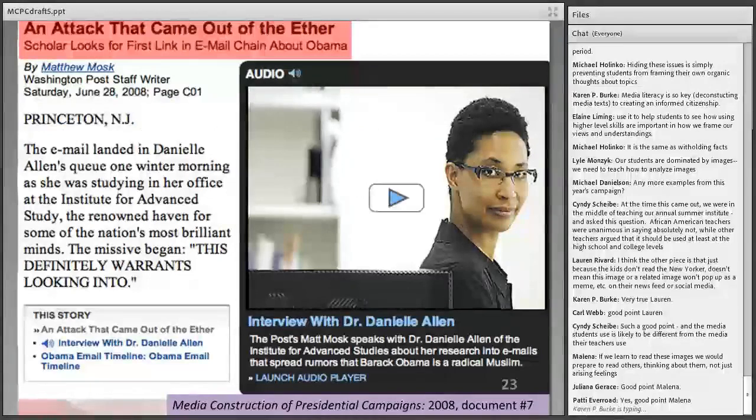And the final document is actually a reflection on all of these, this whole chain. This was a story that came out in June. Most of those documents you saw were early in the year. And Dr. Danielle Allen did a research study looking at the origins of this accusation: The attack that came out of the ether, a scholar looks at the first link in an email chain about Obama.